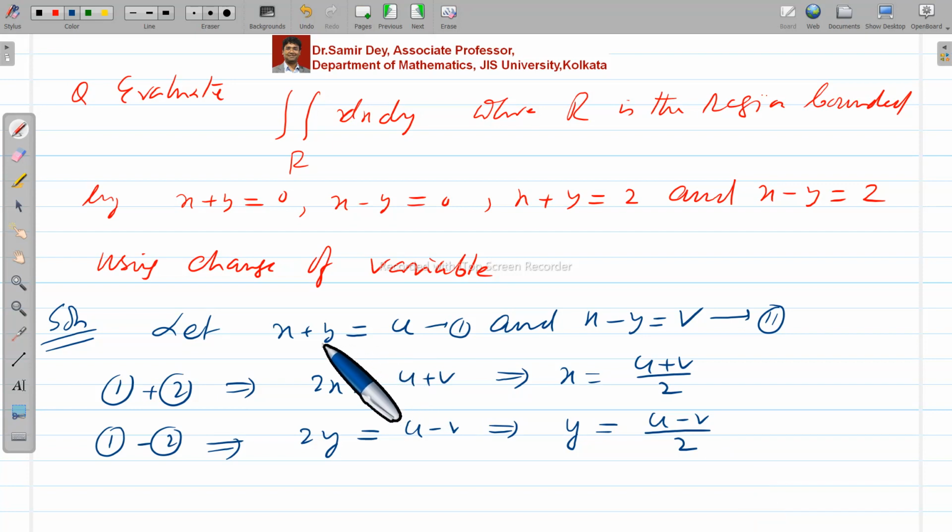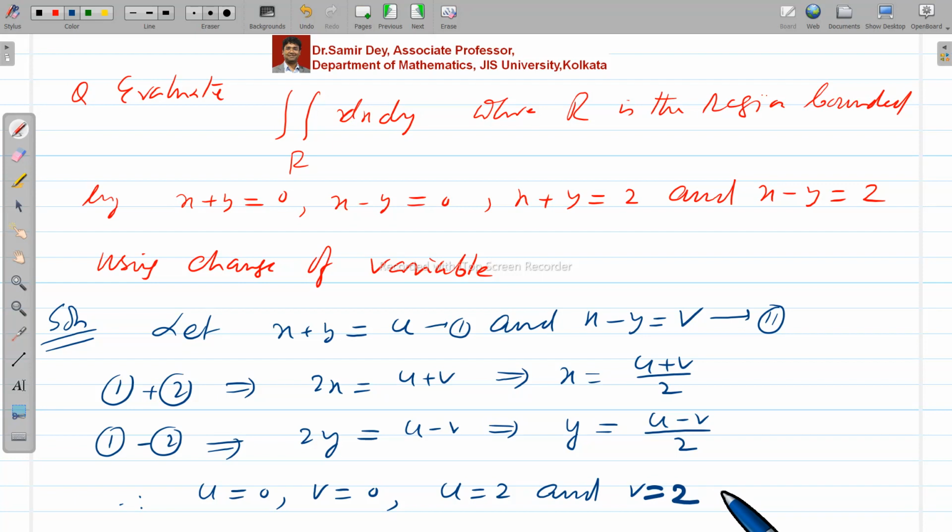Then when you consider x plus y equals u and x minus y equals v, it is clear that u equals 0, v equals 0, u equals 2, and v equals 2. Now you know the range of u is from 0 to 2, and the range of v is 0 to 2.